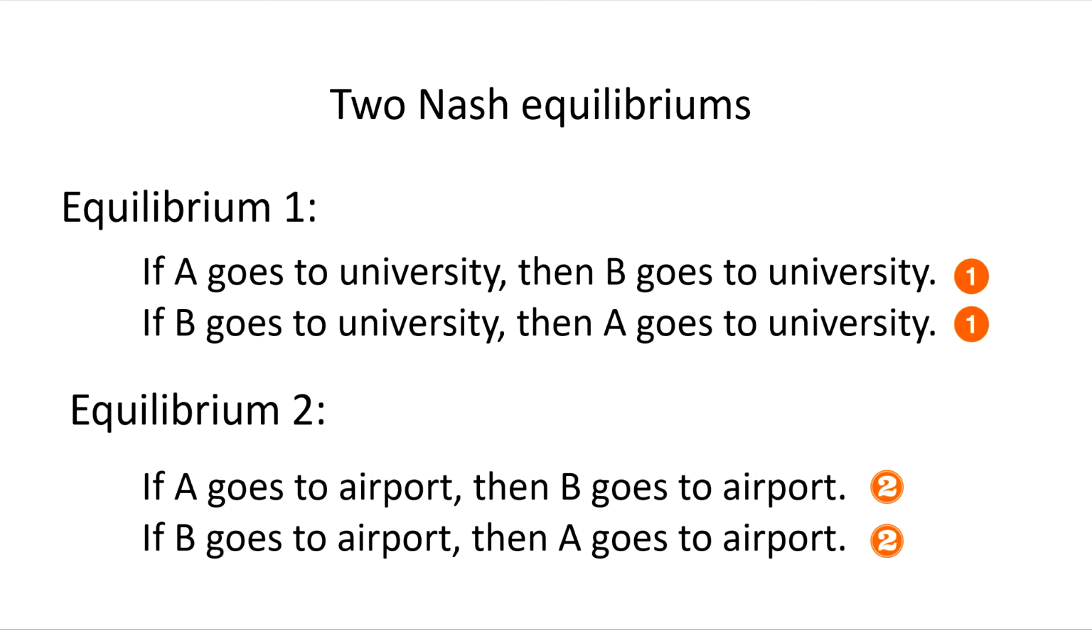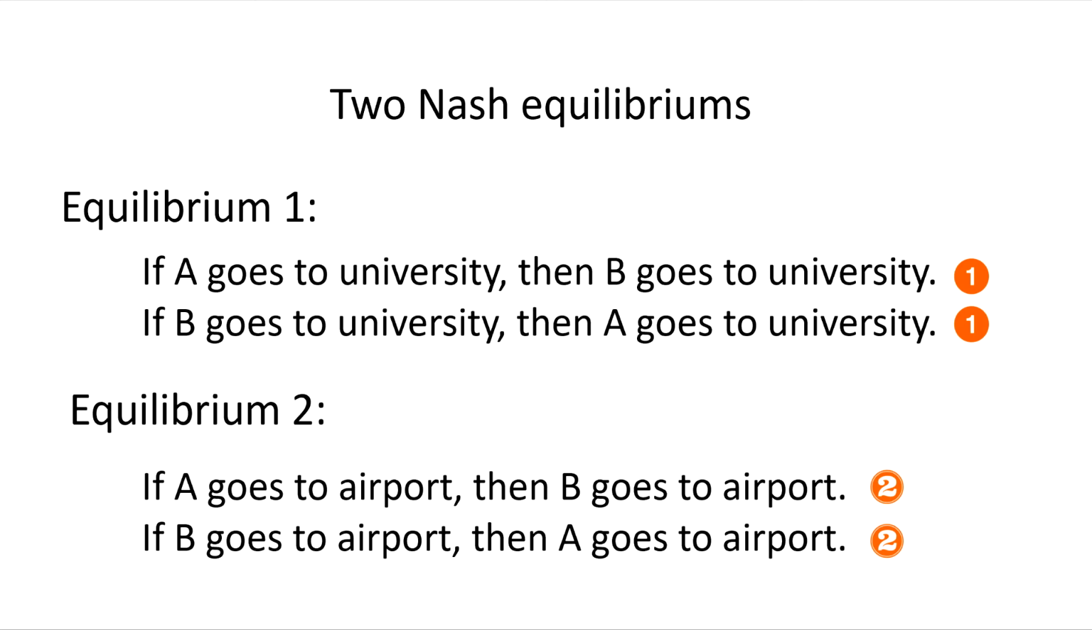The first equilibrium: you can see the flow of the continuous reaction functions, the matching between them. We can read, if A goes to university, then B goes to university. And then if B goes to university, then A goes to university. And you can repeat this forever. So it is the flow of the reaction functions. You can match these reaction functions, and this is the Nash equilibrium number 1.